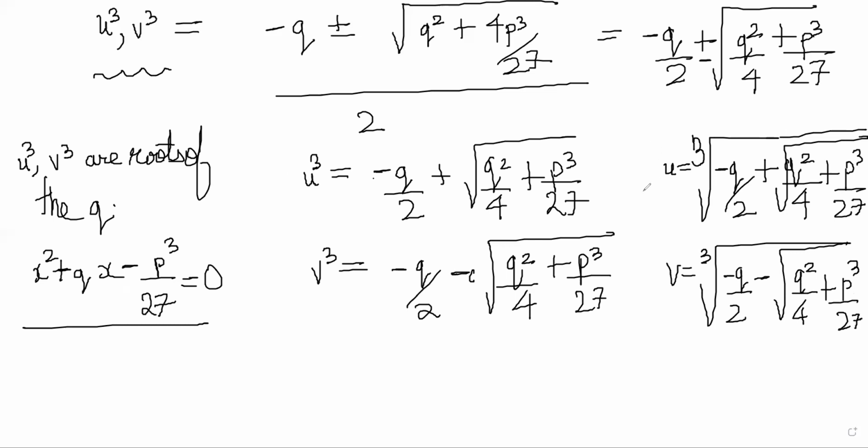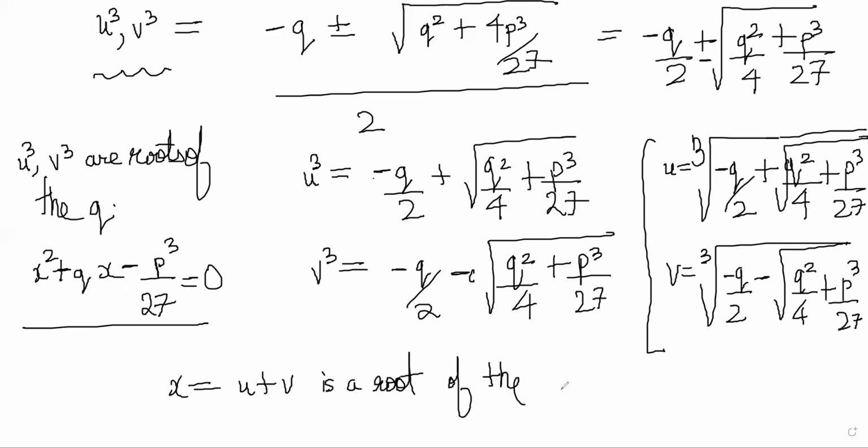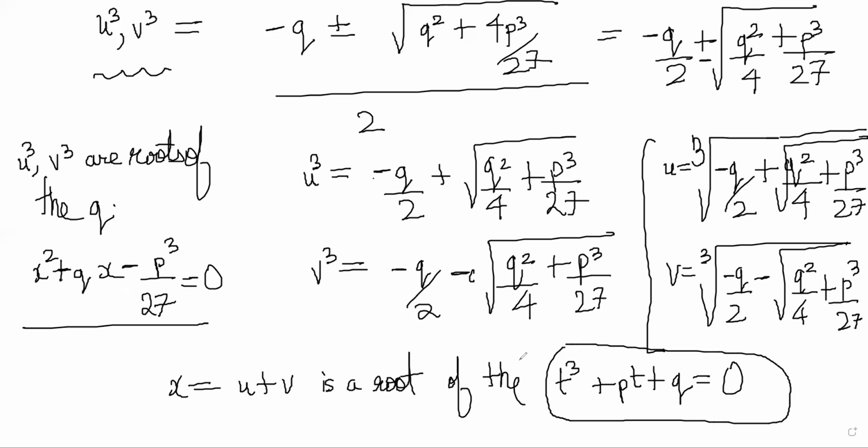And since now he has found u and v, he says x is equal to u plus v is a root of the original cubic, of the cubic t cube plus pt plus q, correct? So if you know the roots of this cubic t cube plus pt plus q, then obviously you can write x is equal to t minus b by 3a is the root of the original cubic after transformation. So that is a very easy step to handle.